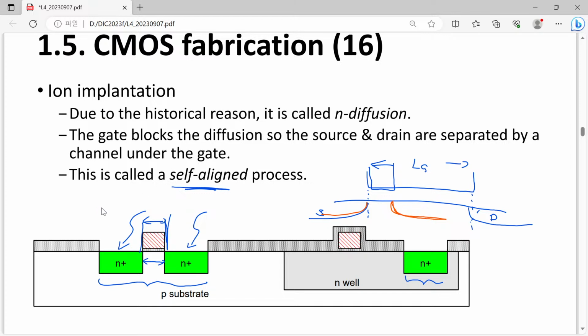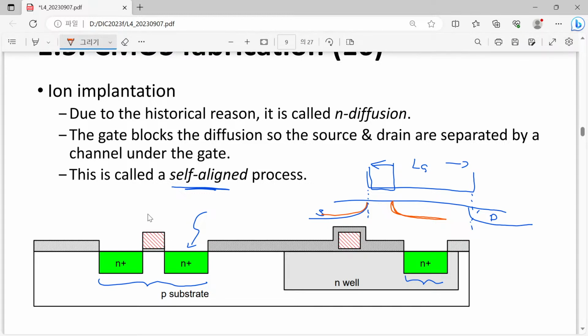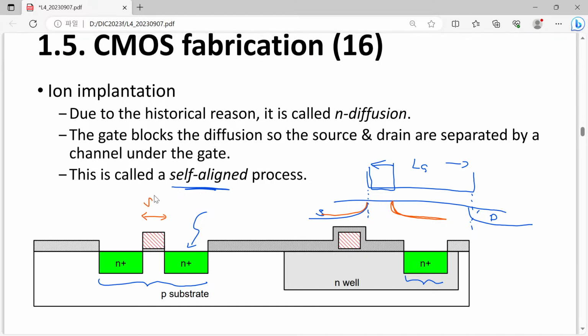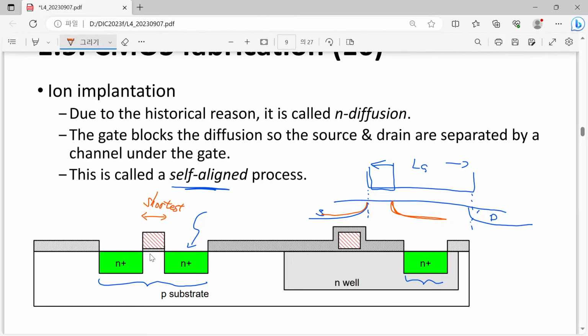So that makes it quite easy to fabricate our source and drain completely well aligned to our gate pattern. Please note that this kind of difficulty arose because this length is the minimum length we can imagine in this technology. This length is the shortest length we can pattern. That's the reason why this self-aligned process is quite important.